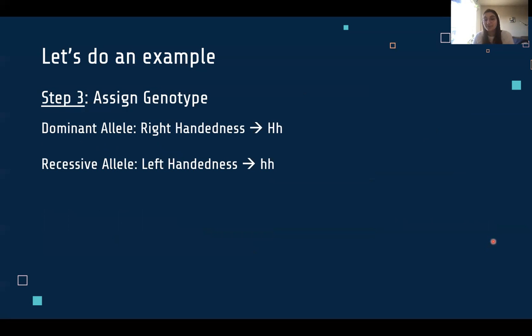All right, so now you're going to assign your genotype. So for our dominant allele, we're saying that's right-handedness. I'm assigning this to be big H, little h. And because it has that big H in there, that's what is going to make it dominant and make it right-handed. Whereas my recessive allele, I'm going to have 2 little h's. We can't have any big letters in our recessive allele because that's going to make it dominant. So we need to have 2 little letters.